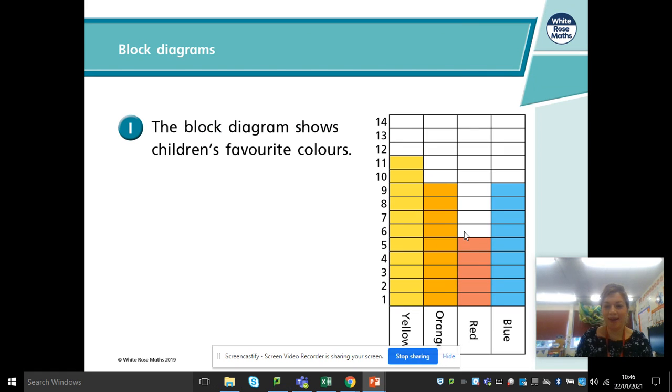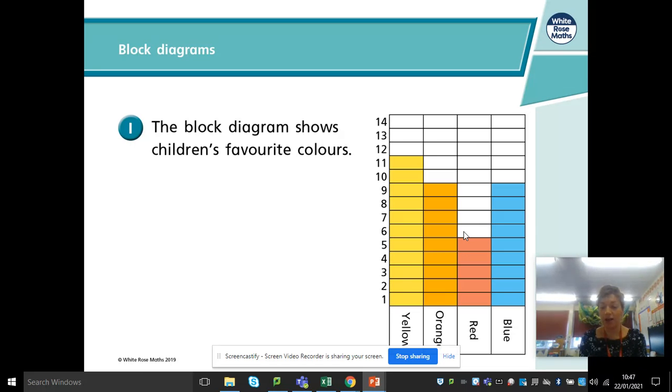Good morning, everyone. So in our maths work today, we're going to be moving on from looking at pictograms to looking at block diagrams. Some of you might have looked at block diagrams previously when you were in year one, but we're going to be going into a little bit more detail with them. Okay, so it says the block diagram shows the children's favourite colours.